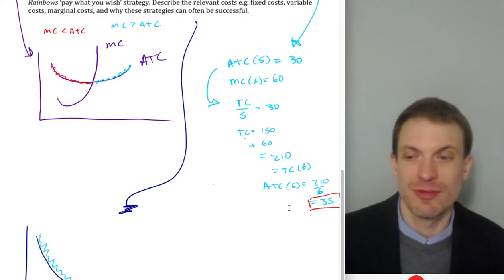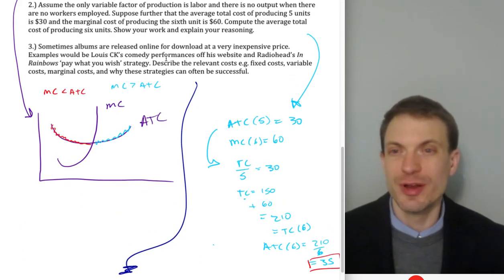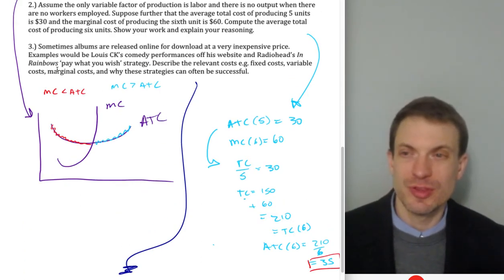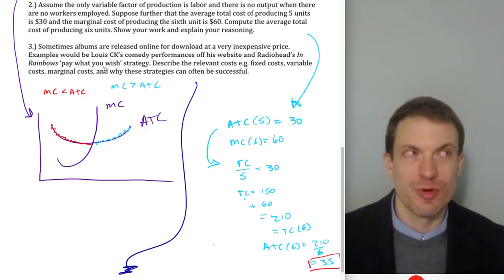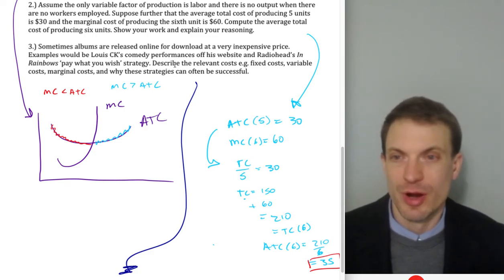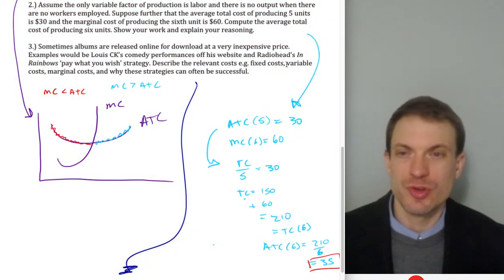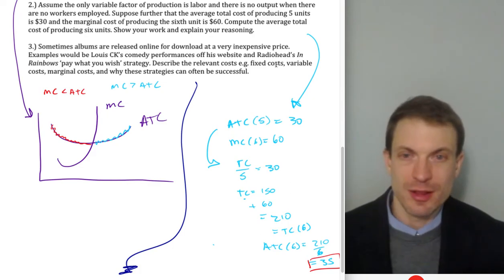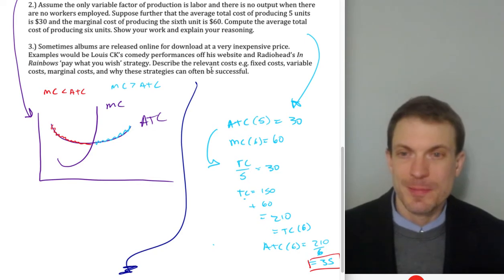The last one, think about this distribution strategy for performances, for content, where maybe you have a pay what you wish sort of strategy. What's going on here is there's a really large fixed cost of making the performance, of generating it, writing it, performing it, producing it. And then there's a really low marginal cost, near zero marginal cost of selling another download.